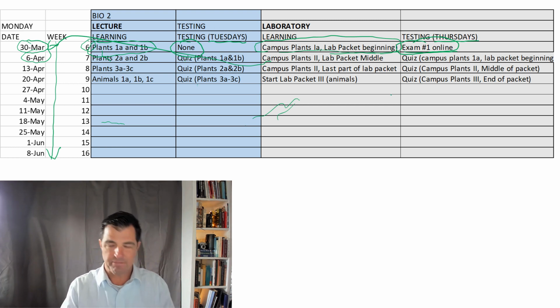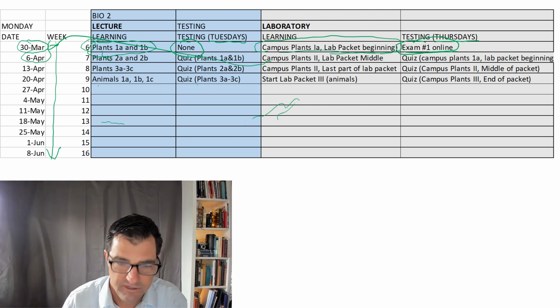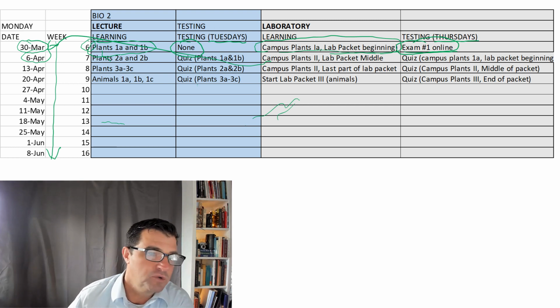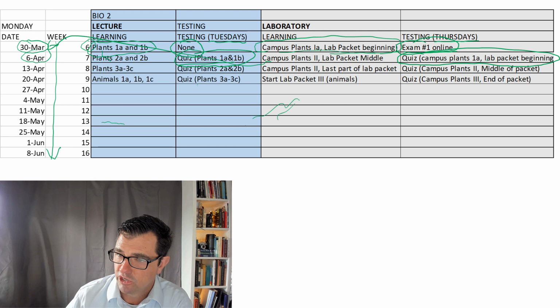Then I'm going to put my glasses on because I need to be able to see my pointer better. So we're in week 7 right now, and you're going to be quizzed on Plants 1A and 1B. That's happening, I believe, today. And then on Thursday, you're going to have another quiz. That'll be on Campus Plants 1A and the beginning of the lab packet.